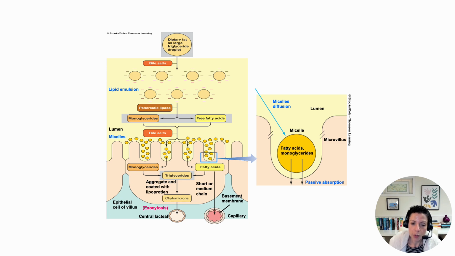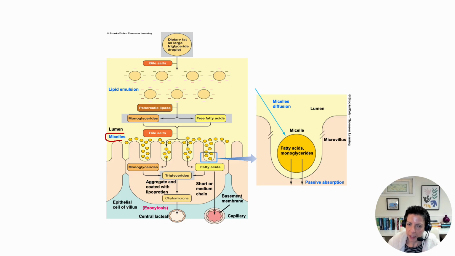The lipase broke down the triglycerides into monoglycerides and free fatty acids. Those monoglycerides and free fatty acids recombined with the bile salts to form those micelles. Okay. And then now those micelles are actually able to cross that brush border membrane. The micelles are easily able to cross those brush border membranes.